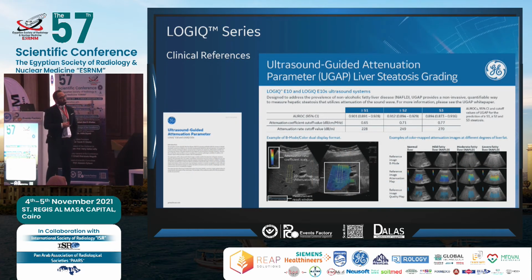And a similar story for the attenuation cutoff charts. If I'm following the attenuation rate, you can see the values in the lower line. If you're following the attenuation coefficient, you can see the values in the upper line. According to this, you will figure out exactly which steatosis stage the patient is in. So with this, I'll move to the volunteer and show a quick live scan.